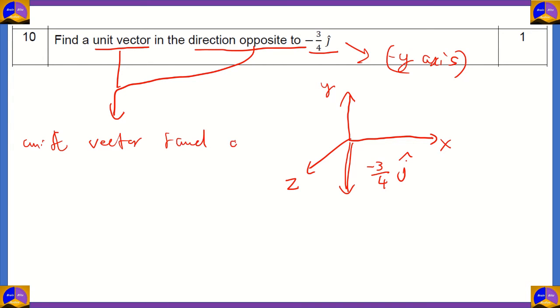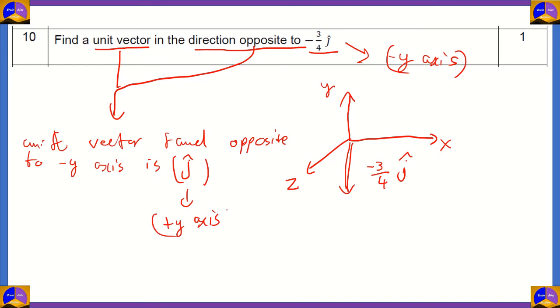So the unit vector found opposite to minus y-axis is actually j cap, because the opposite direction to minus y is plus y, and in the plus y axis the unit vector will always be j cap. So the unit vector in the direction opposite to minus 3 by 4 j cap is j cap. So the correct answer is j cap.